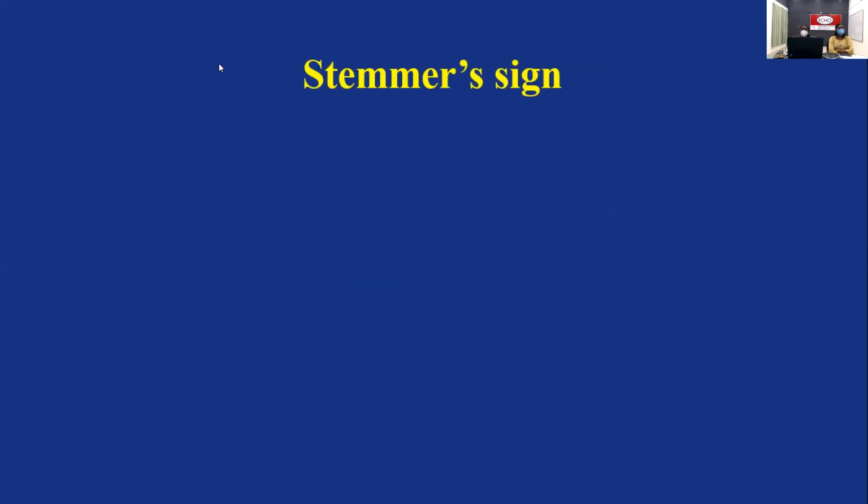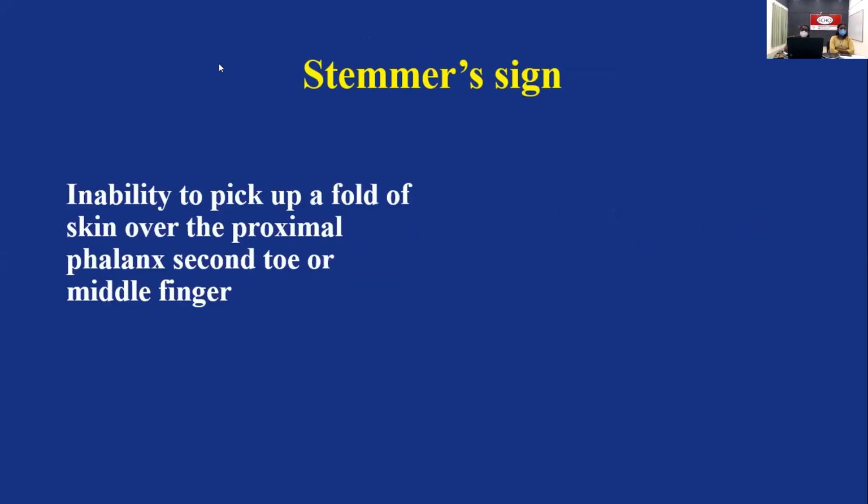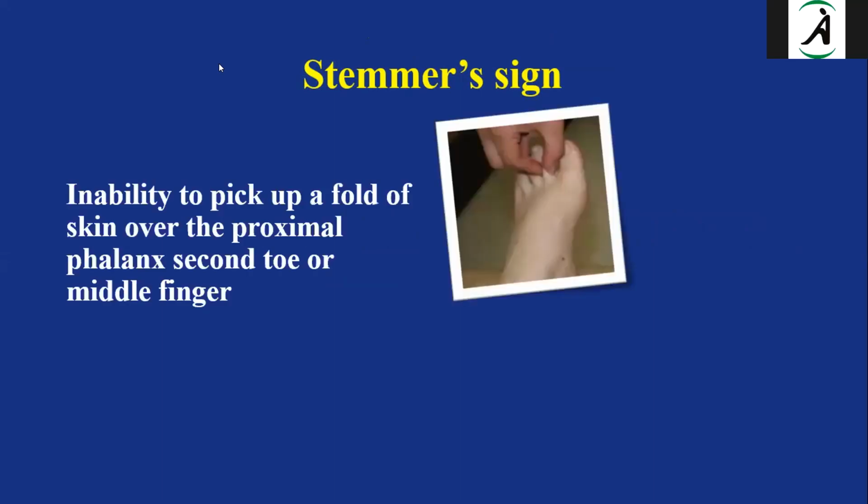So again, one more sign is there, Stemmer sign. Has anybody heard about this name, Stemmer sign? It is the only sign which we have seen in lymphedema patients. In our legs, if the patient is developing lymphedema in the lower legs, we cannot pick up the fold of the skin over the proximal phalanx of the second toe.